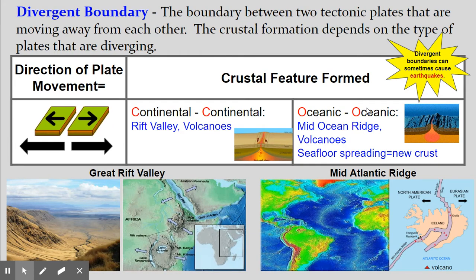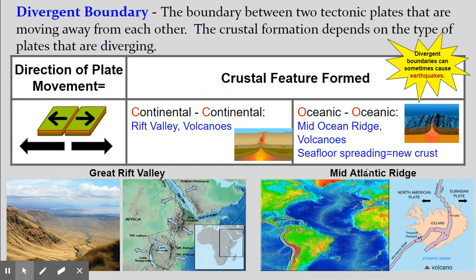If you have an oceanic plate diverging or dividing, the crustal formation you can get is called a mid-ocean ridge. You can get volcanoes, and the process that happens here is on the ocean floor, you have one part of the ocean moving away from the other part, so magma is coming up, forming these volcanoes. We call this seafloor spreading, because what you're getting is new crust. In fact, it's the newest crust on Earth, so it's the newest land forming on that ocean floor.